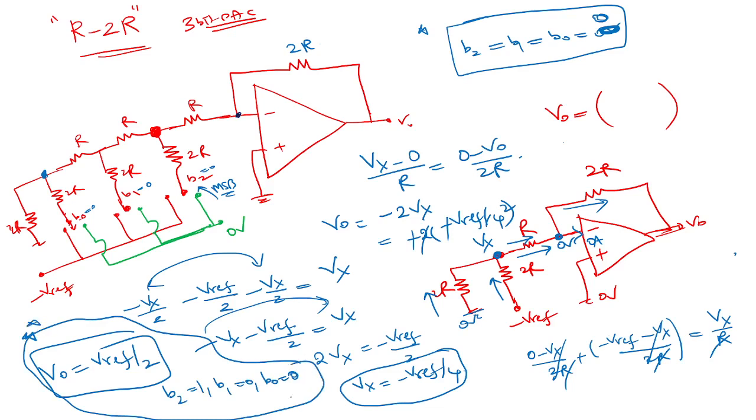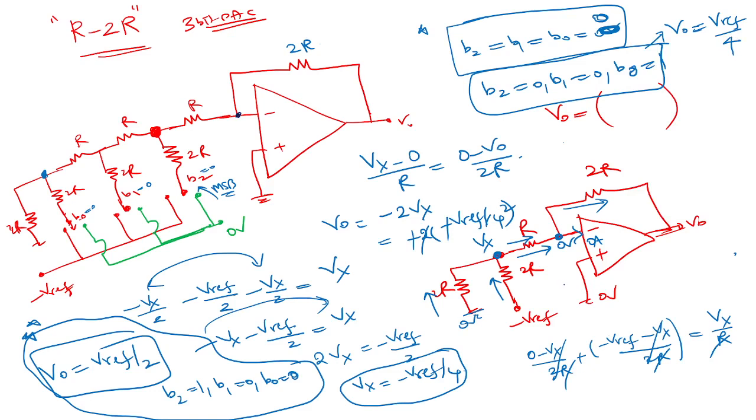Similarly, one can do B2 is 0, B1 is 0, and B0 is 1, and find out V0. Hopefully you may get V reference by 4 somewhere. So from that you can say that since B2 is making V0 very high, it can act as MSB, and B1 and B0 are making V0 low when compared to this, so you can make B0 the LSB. That intuitive understanding should be there. So please check it out.